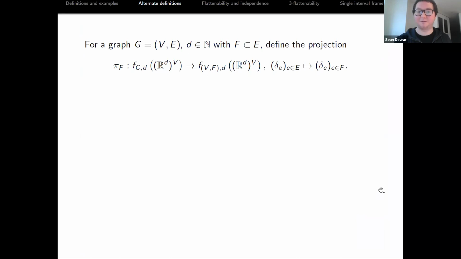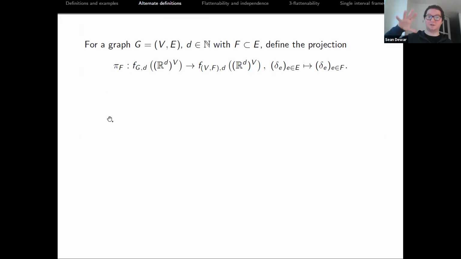Now, we're going to have some notation-heavy stuff going on for the next slide, so I do apologize. First, we're going to define some projections. So we're going to have a graph, and we're going to have some D, which is what we're thinking about for our deflattenability. And we're going to have a set of edges F inside E. Okay? So we can now define a projection.